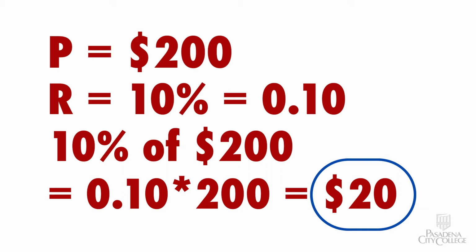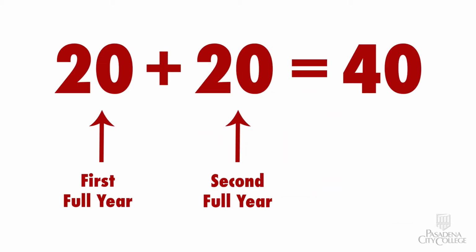What if you borrowed it for 2 years? Well, every year they're going to charge you $20 in interest. So after 2 years, it'll be $20 plus $20, which is $40 in interest.